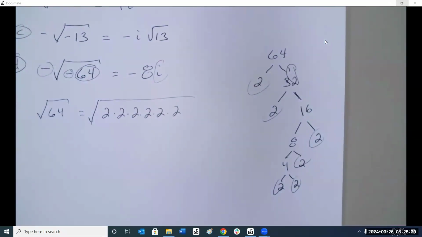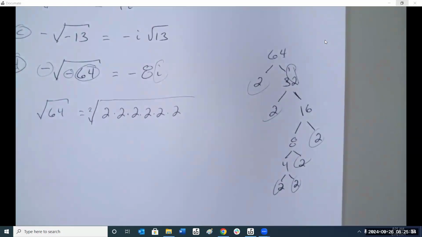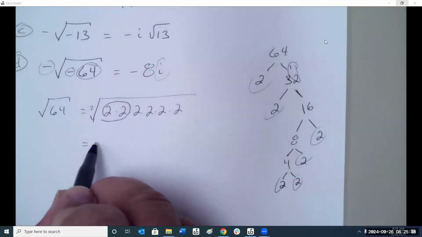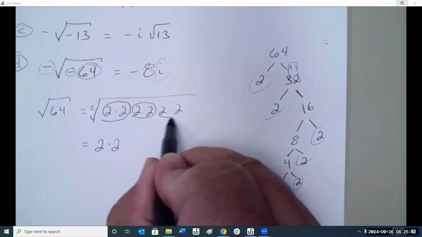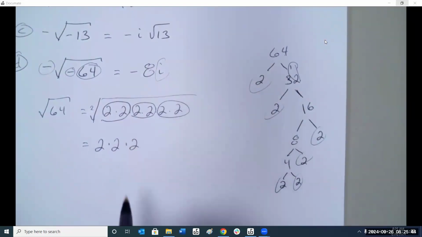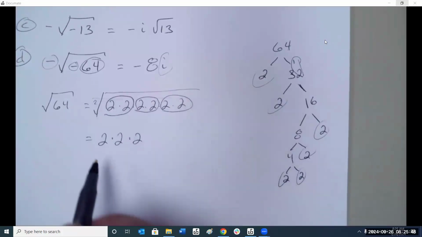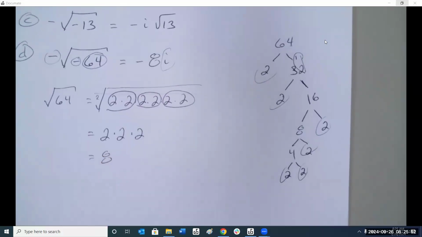Why is that important? Because this is a square root, right? How many of a kind do we need to take it out? So as long as we have pairs, they can come out. There's nothing left inside there. So the answer is 2 times 2 times 2, which is 8.